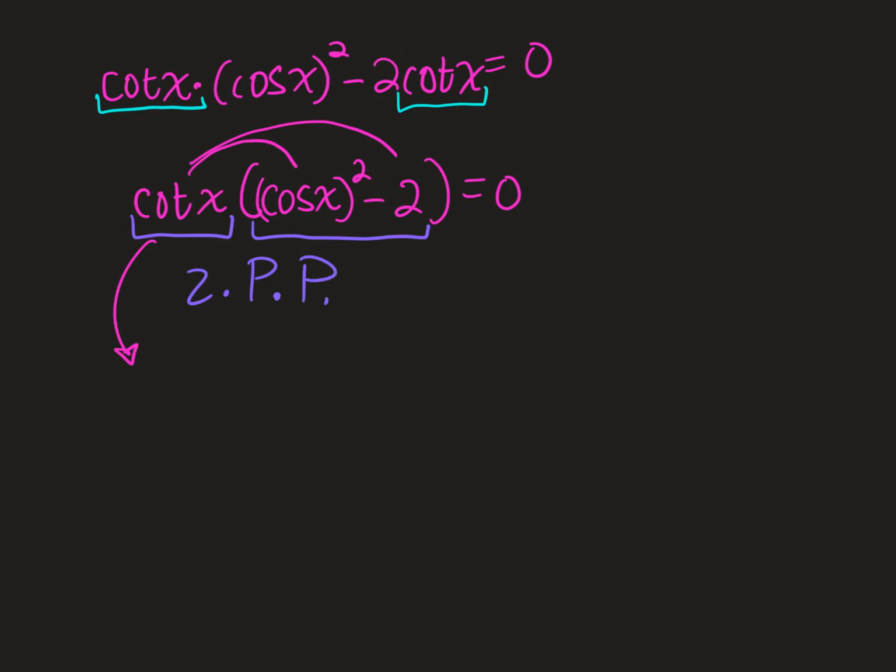So that's going to give me cotangent of x equals 0 and cosine squared of x minus 2 equals 0. Okay, solve that for x. So start with the first equation. We're looking for when cotangent is 0.